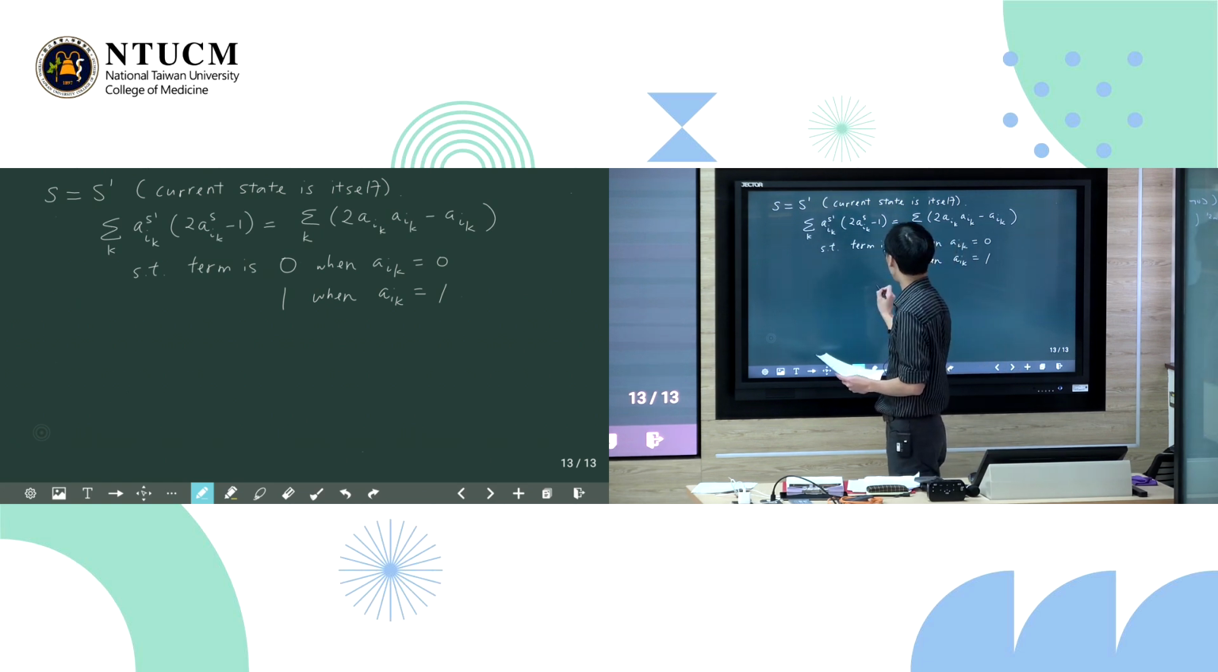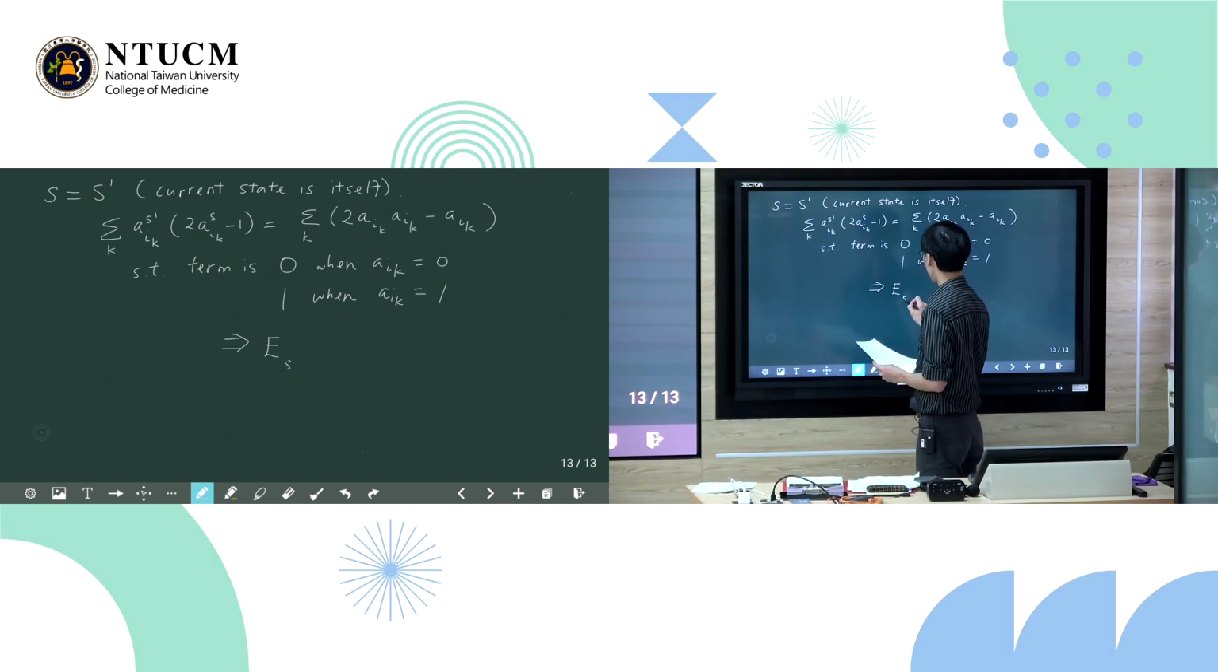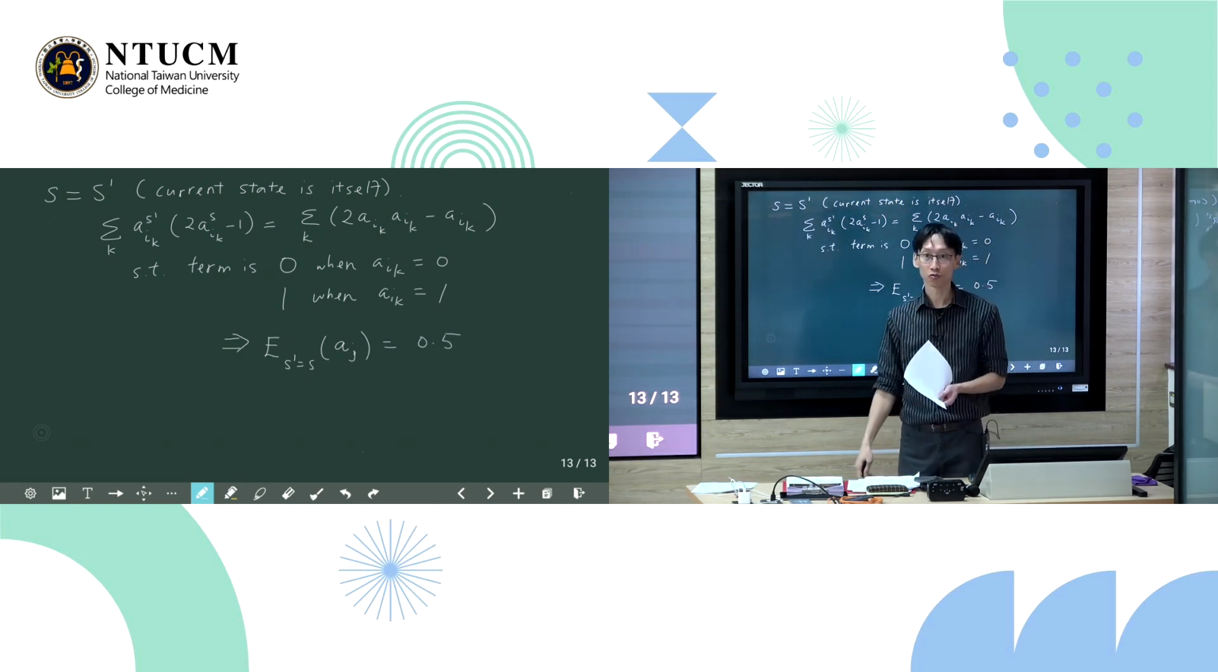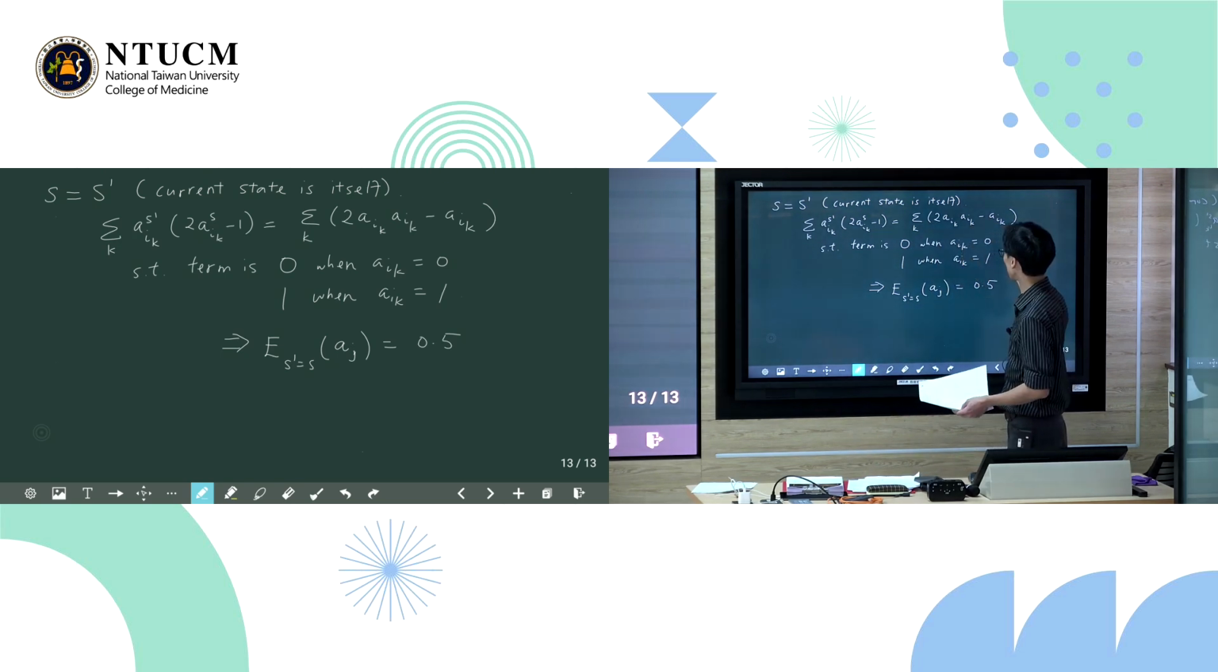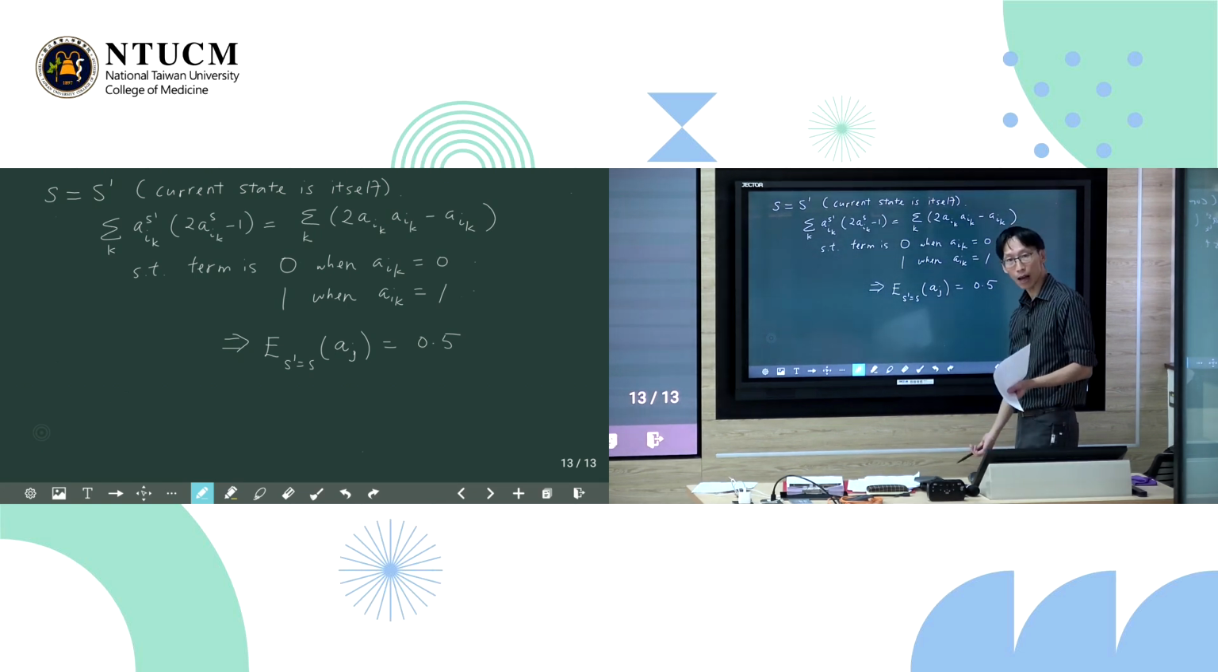And which implies that the expected S prime equals S activity for the node is 0.5. 0 plus 1 divided by 2 is 0.5. Okay, because there's only these two possible states, and the expected value of the average of these two states is half. Okay?